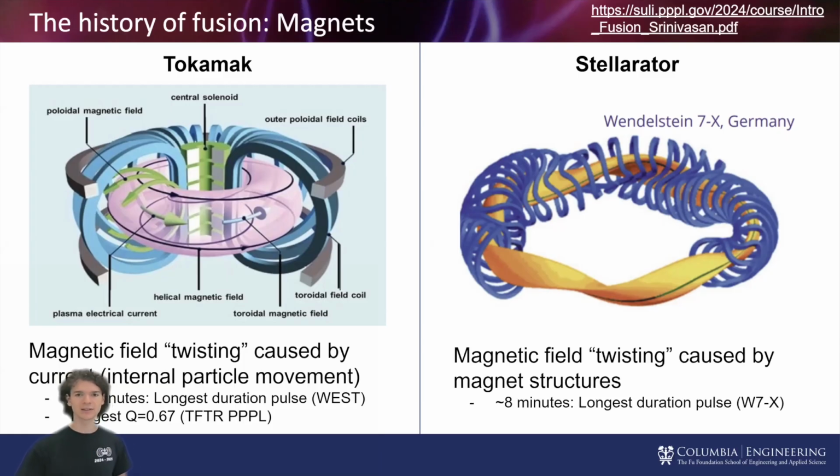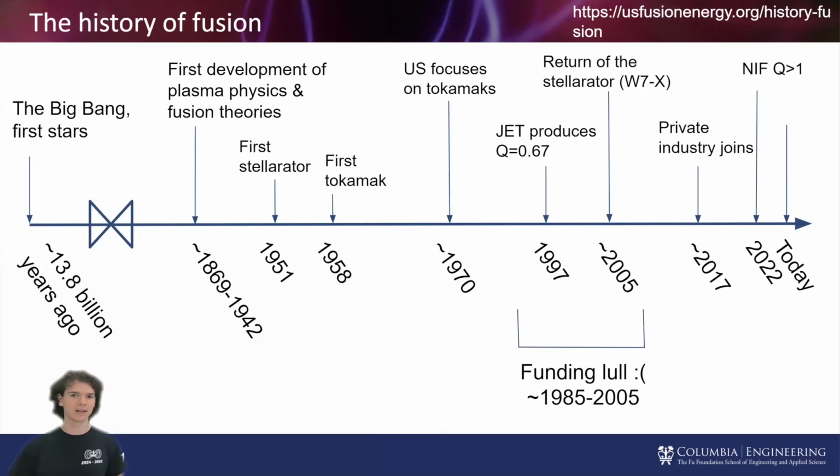In the stellarator, the longest pulse duration was around 8 minutes from W7X. The equivalent Q from a tokamak was about an order of magnitude below that. It was actually JET that produced this Q, not TFTR.